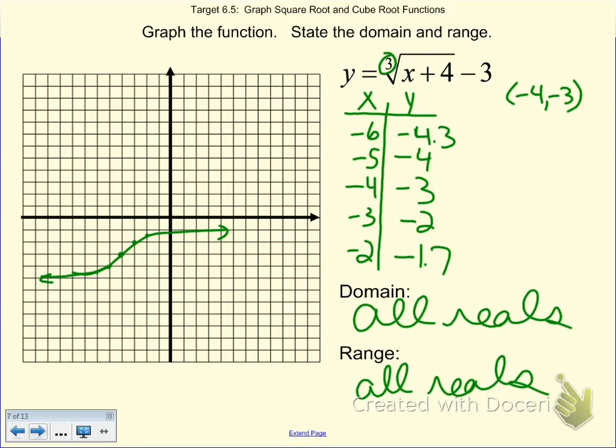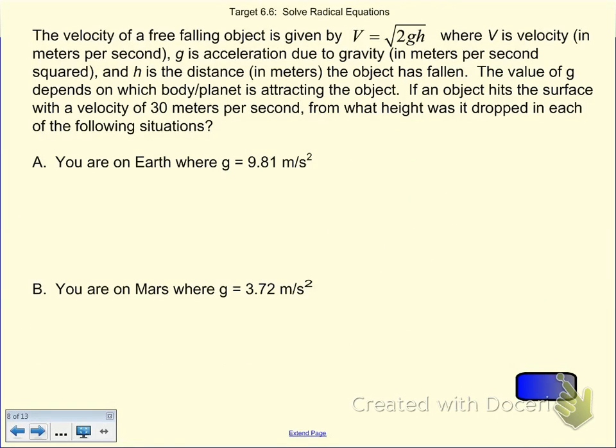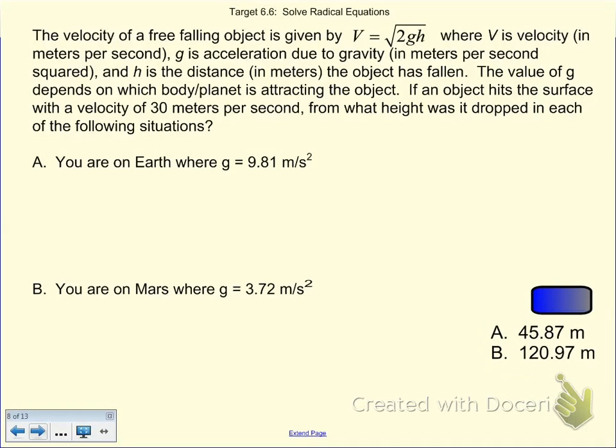Okay, next problem is a wonderful real-world application problem. So take a moment, read the problem. Give this one a try, hit pause, come back and see if we have figured it out. Okay, so for your answers, A, you should have 45.87, and B should be 120.97 as your answer. If you got those, perfectly peachy. If not, here we go.